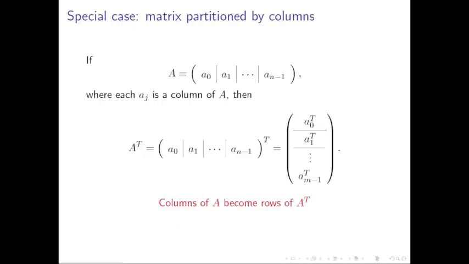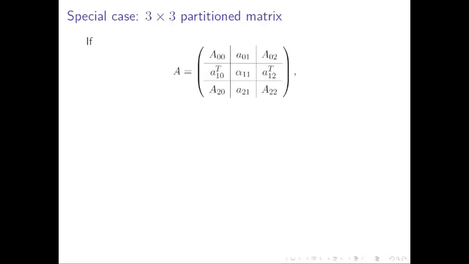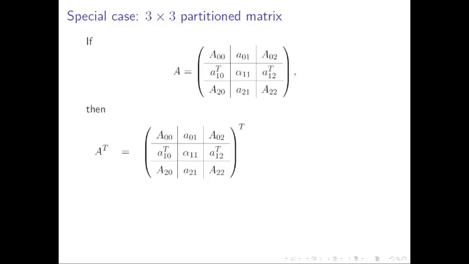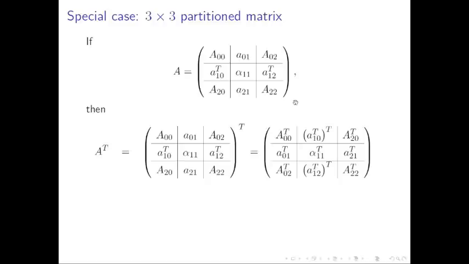The result is a matrix of rows, where each row equals the transpose of the corresponding column in the original matrix. A case that we will use and abuse this week is the case where a square matrix is partitioned into a 3x3 matrix of submatrices. If you apply the general principle, you see that submatrix ij in A becomes submatrix ji.